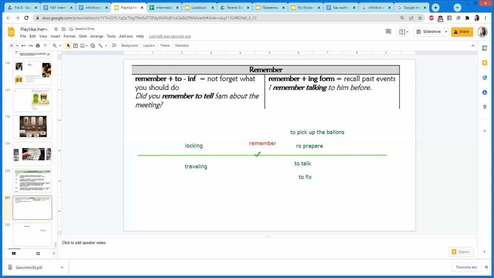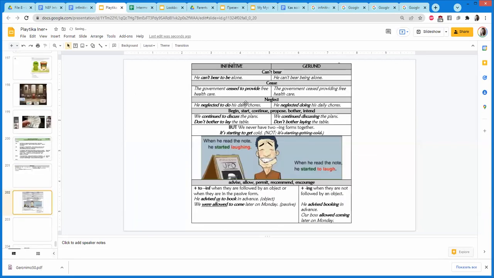Just for now, let's look at the difference. Okay. Here we go. So there are some words after which you can use either of the two with little difference. I can't bear to be alone. I can't bear being alone. This is the same. The government ceased to provide. The government ceased providing free healthcare. He neglected to do his daily chores. He neglected doing his daily chores.